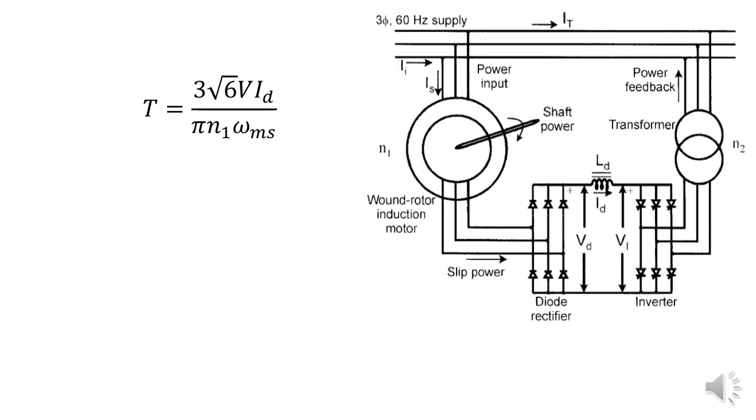So in the equation for torque for a Kramer drive, torque is proportional to ID. That means the torque developed in the motor is proportional to the DC link current. That means if you have to control the torque of the motor, you have to control the DC link current. That is a basic concept.